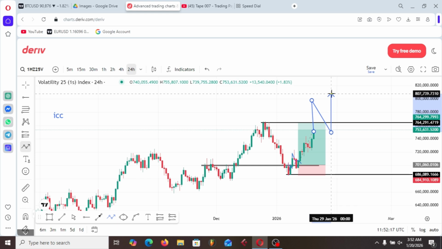Do you see how I'm explaining this? I'm not using indicators, I'm not using a lot of things, just normal market structure. Understanding how the market moves. That is ICC for you.